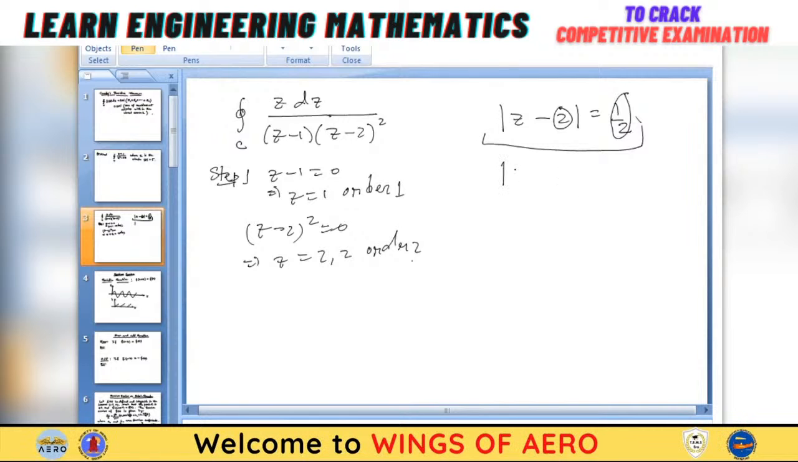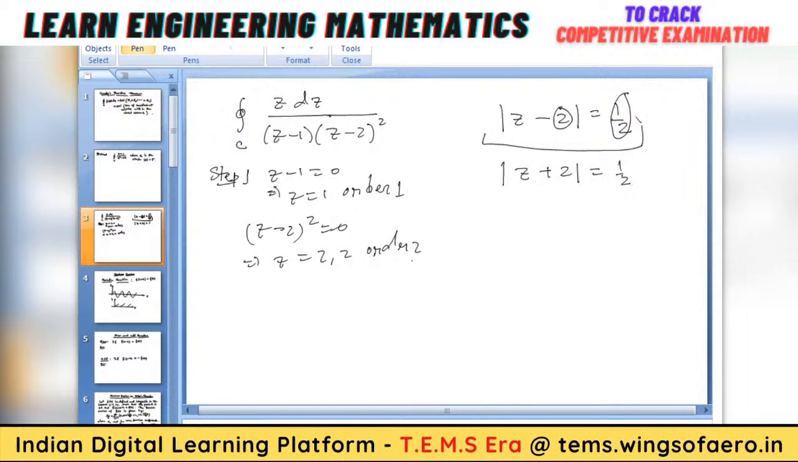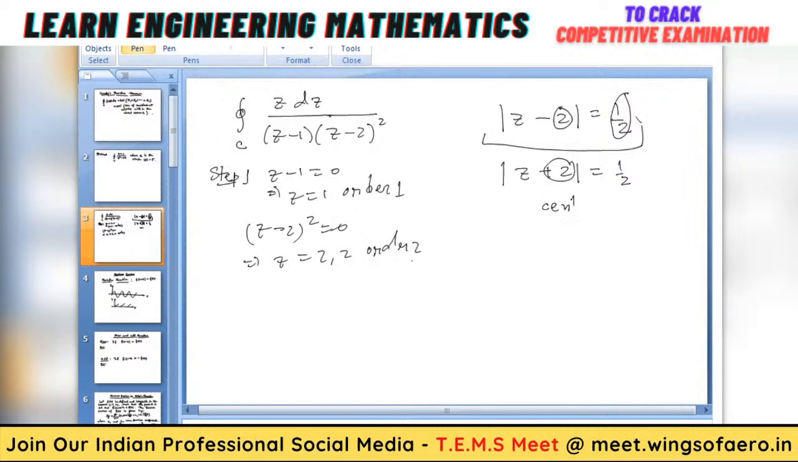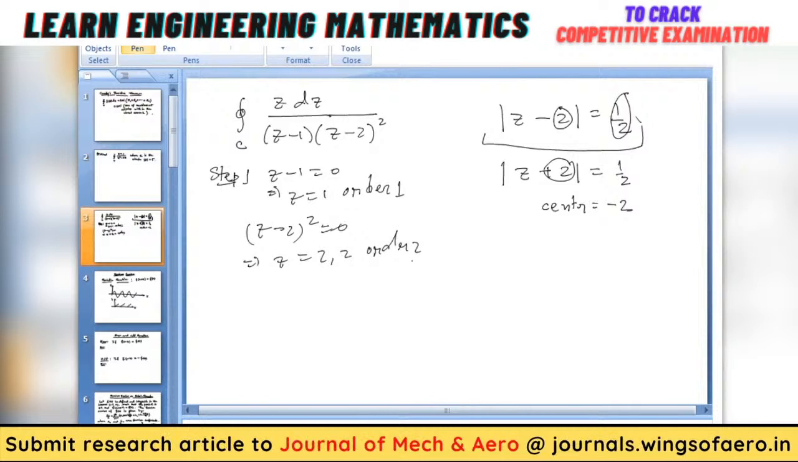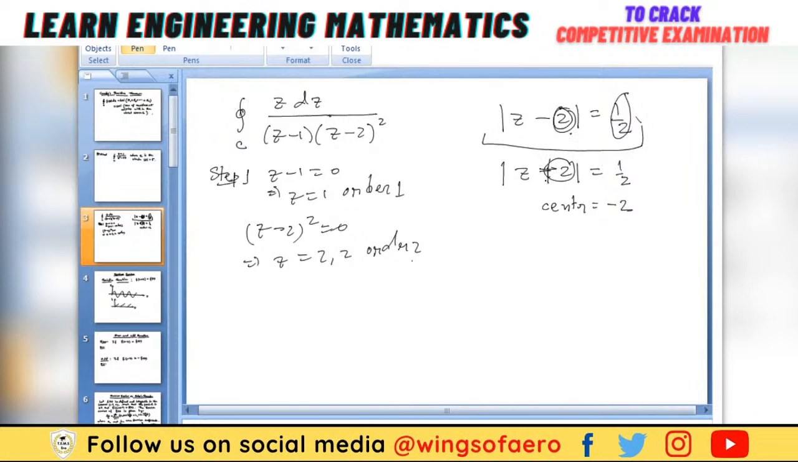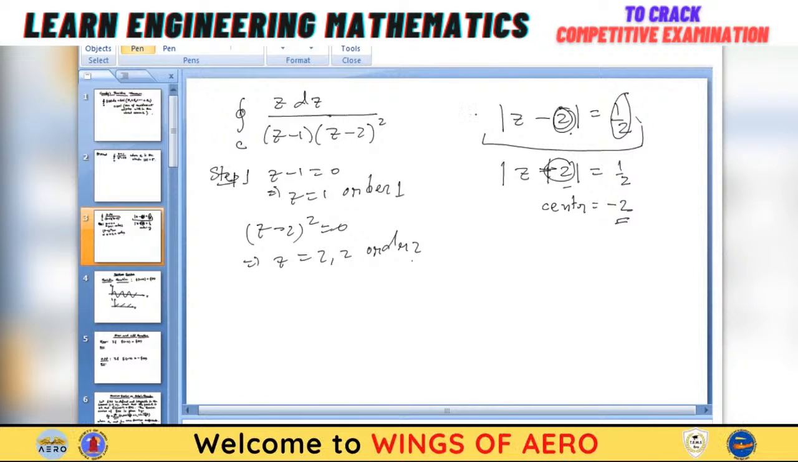Remember that if the function is like this, z plus 2 is equal to half, then what is the center? The center is minus 2, not 2. Only for mod of z minus 2, 2 is the center. If it is a plus symbol, then obviously the center will be minus 2. Remember this one. Here we are considering the minus symbol.